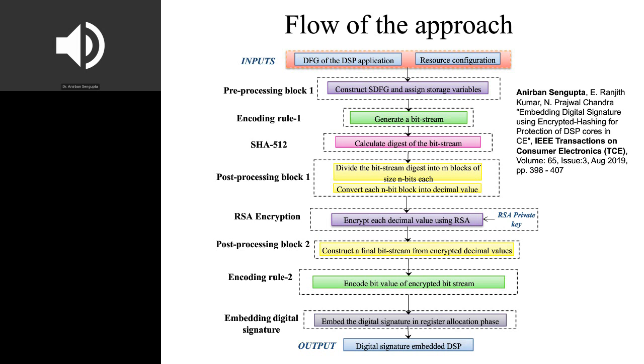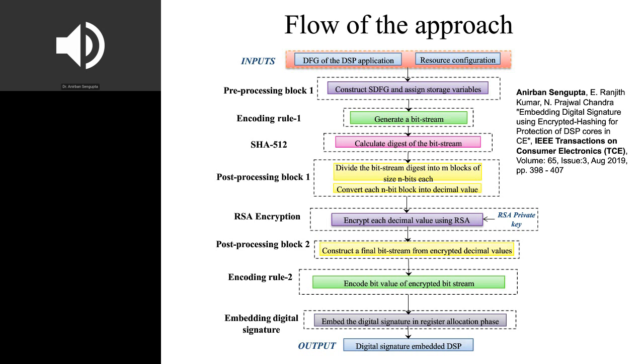Using the SHA-512 block, we can calculate the digest of the bit stream, and from there, in post-processing block 1, we can divide the bit stream digest into M blocks of size n bits. So M blocks, for example, could be 4 blocks of 120 bits each if the output is 512 bits in total. Then each of these 120-bit blocks is converted into its respective decimal value and fed into the RSA encryption block, where it works in the presence of an RSA private key governed by the IP owner.